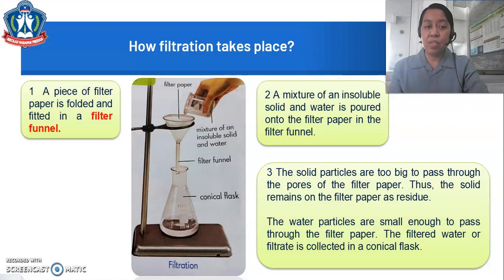So how does filtration take place? First, a piece of filter paper is folded and fitted in a filter funnel. Second, a mixture of an insoluble solid and water is poured onto the filter paper in the filter funnel. Then, the solid particles are too big to pass through the pores of the filter paper. Thus, the solid remains on the filter paper as residue. The water particles are small enough to pass through the filter paper. The filtered water or filtrate is collected in a conical flask.